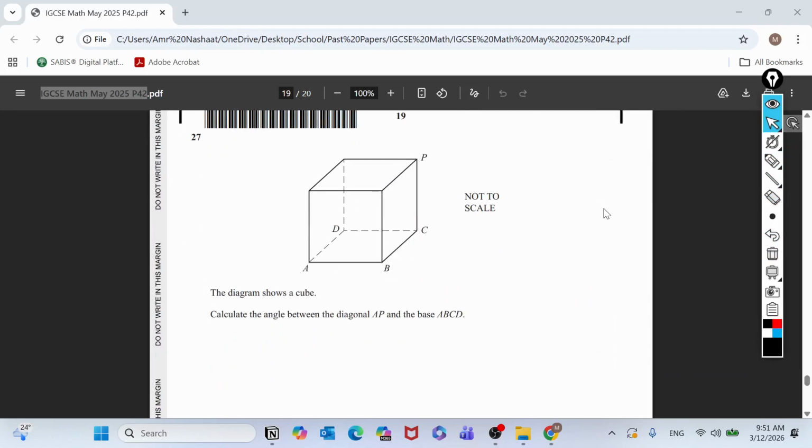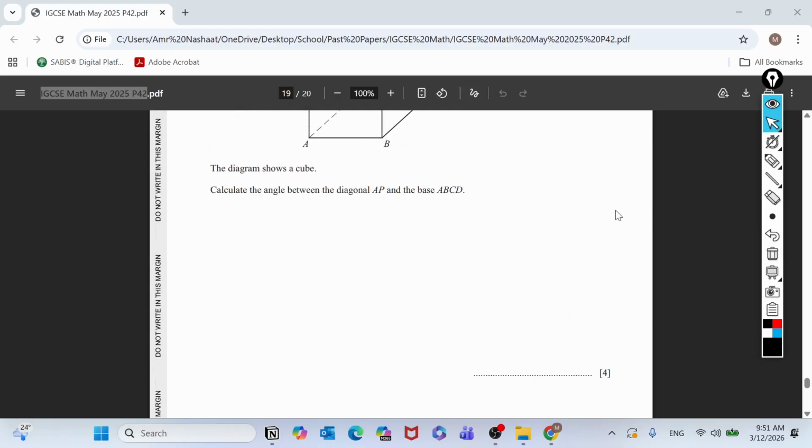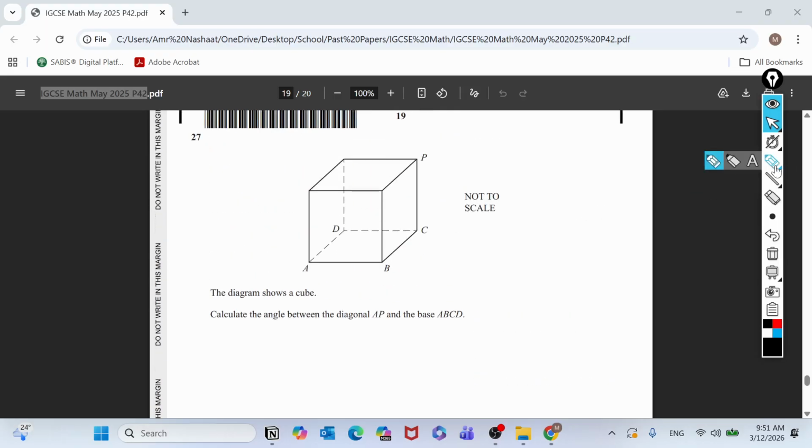Okay. The diagram shows a cube. Calculate the angle between AP and the base ABCD. Is it the last question? Okay, it's the last question. So line AP is going to be like this, and base ABCD is this base. It's the bottom. So when they tell you to find the angle between a line and a plane, just make a right triangle and then just solve it.